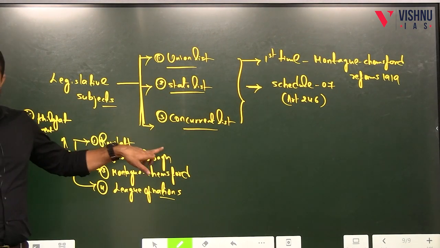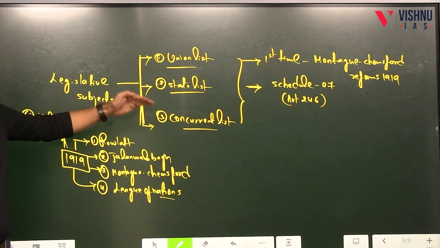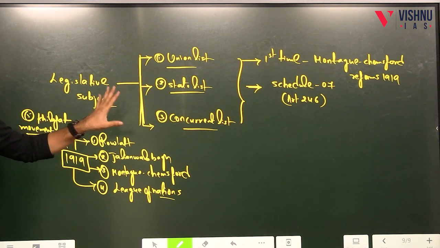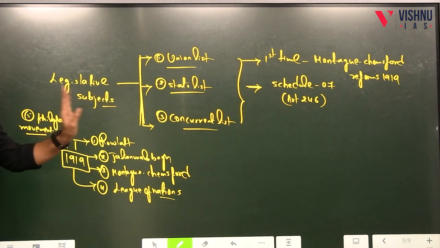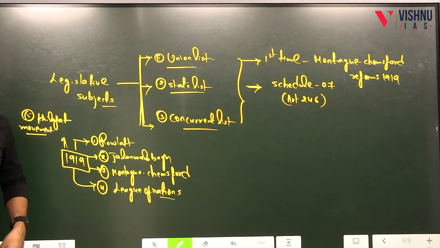Are we clear? Okay. Union list, state list and concurrent list. So frequently refer to the Schedule 7. Just now I asked you, agriculture, and most of you said both. No, agriculture comes under only the state list. Health comes under only the state list. Environment and wildlife come under the concurrent list. Education comes under the concurrent list. So that kind of clarity you must have.